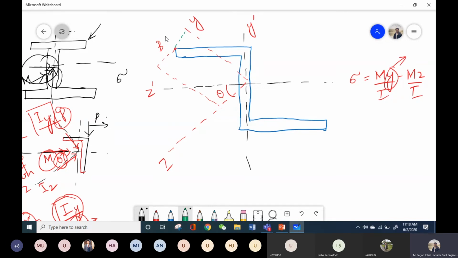This distance is ZB, and this distance is YB. This angle is theta. Now this distance is YB. Can I say that this distance, this red line here, is also YB?